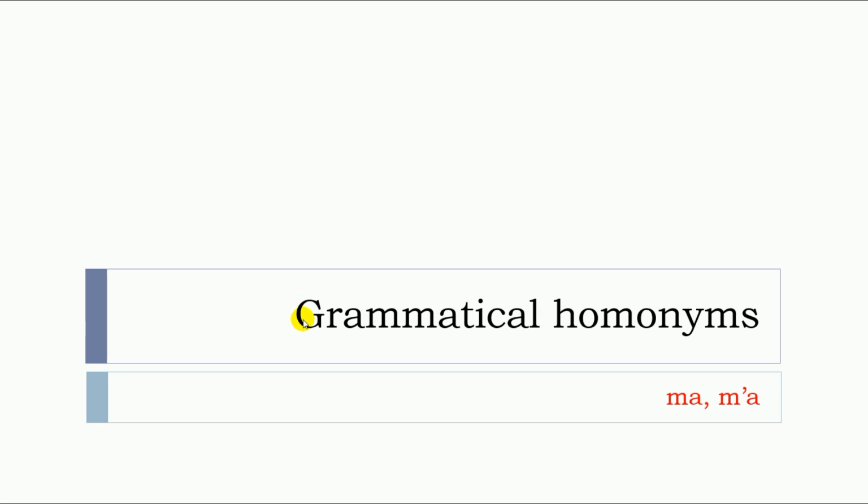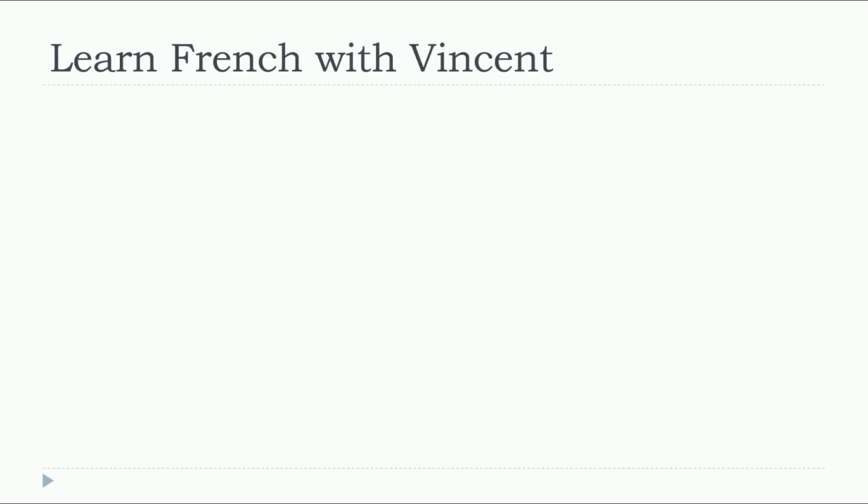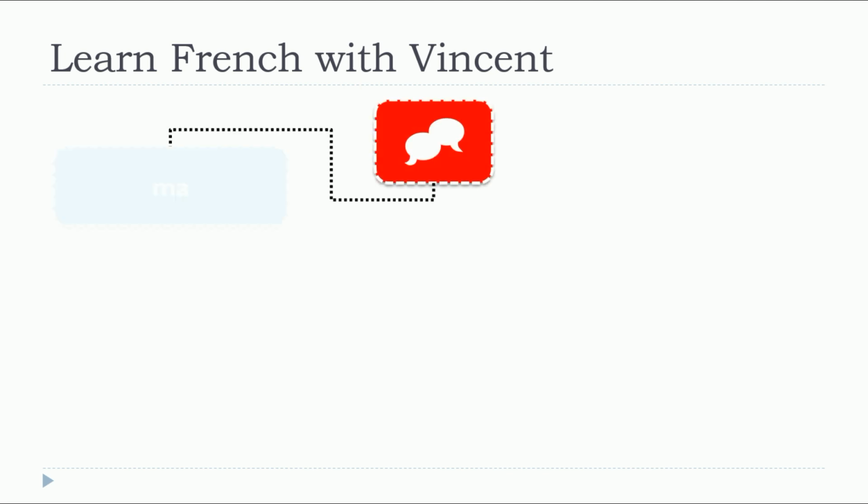In this video, we will see grammatical homonyms and more precisely ma, ma. So grammatical homonyms will be words that are pronounced the same way but written differently.